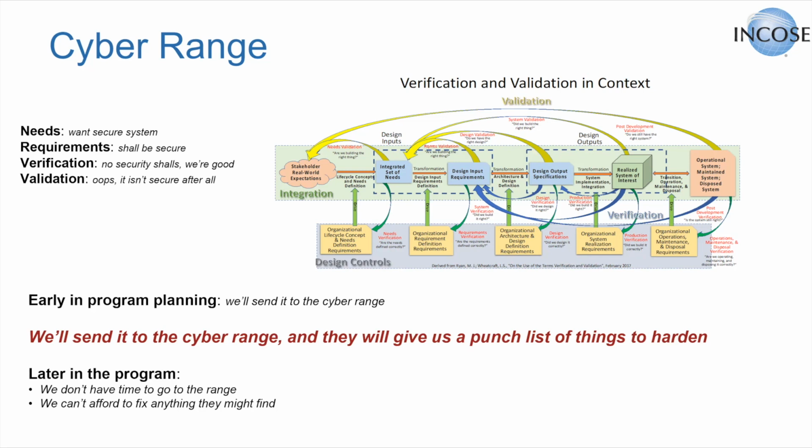But early in the program planning, somebody had this great idea that we're going to send it to a cyber range. And so all the time somebody says, well, what about security requirements? No worries. We're going to send it to the cyber range and they'll give us a punch list of things to harden. And then later in the program, we hear we don't have time to go to the range now. Or worse yet, we can't afford to fix anything they might find. And if they find something, we'll have to fix it. So we're not going to the range. So the cyber range answer has always frightened me as a strategy for security requirements.